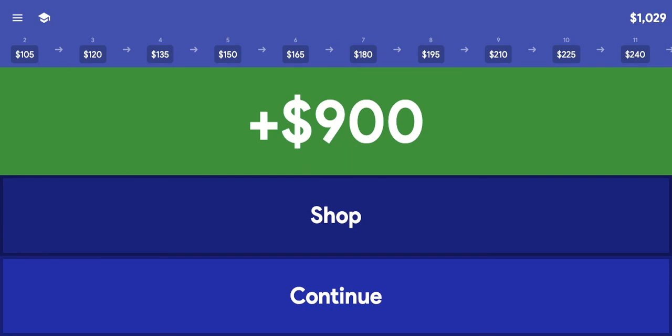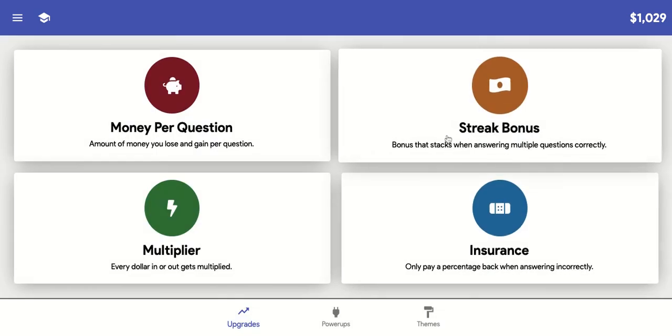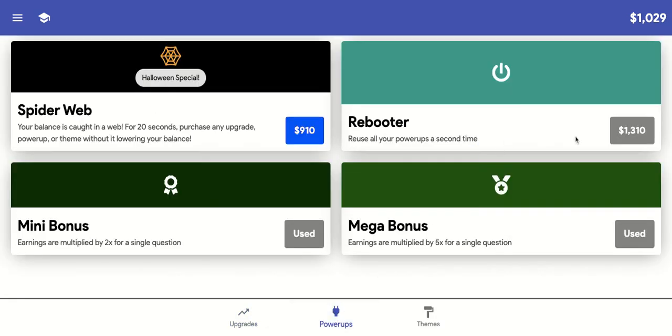Now, if I had waited a little while, I probably could have earned even more for my mega and mini bonus. So it's important to really think about when to use those, but you can really earn a lot of money by using those together, and that's a great way to do that. Just like I said in the other video, the other thing you may want to go buy is the rebooter. Chances are I don't have enough money to go in and buy the rebooter because it costs a little bit more than what I have currently. And so that's something else to pay attention to.